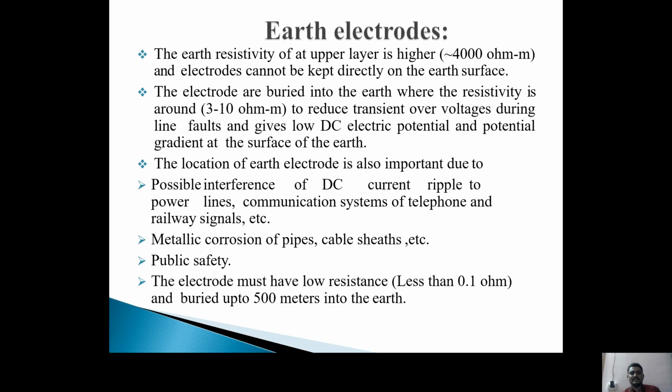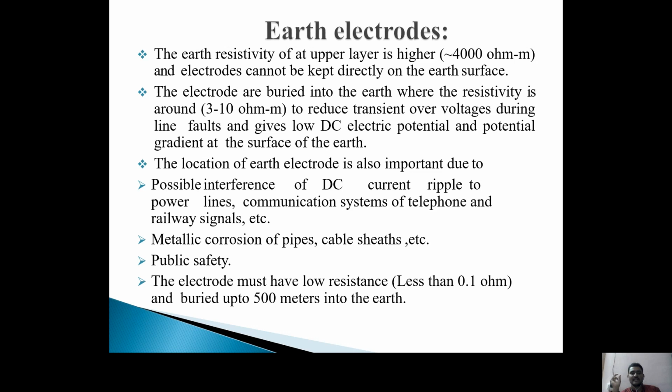And coming to the last one, that is earth electrodes. The earth resistivity at the upper layer is higher, approximately 400 ohm per meter, and electrodes cannot be kept directly on the earth surface. So the electrodes are buried into the earth where the resistivity is around 3 to 10 ohm per meter, to reduce the transient overvoltages during line faults and to give low DC electric potential and potential gradient at the surface of the earth.